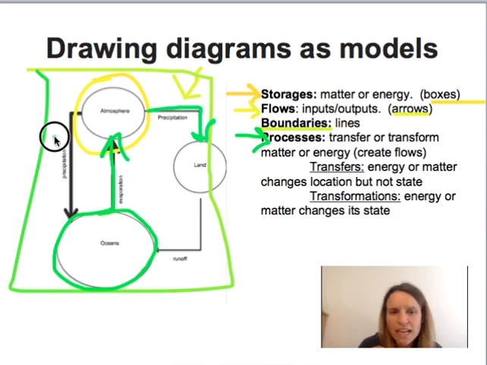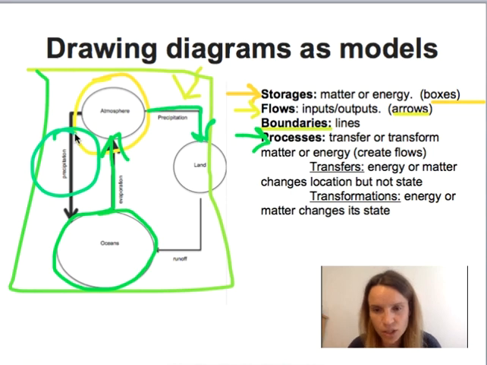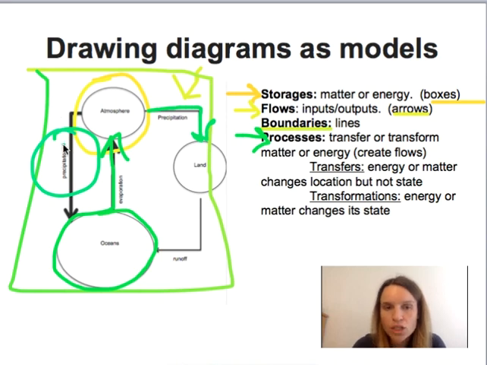The thickness of these arrows doesn't represent whether a transfer or a transformation is happening. What it represents is how much movement is going through that flow. So a thick arrow means that a lot of movement is going through that flow.